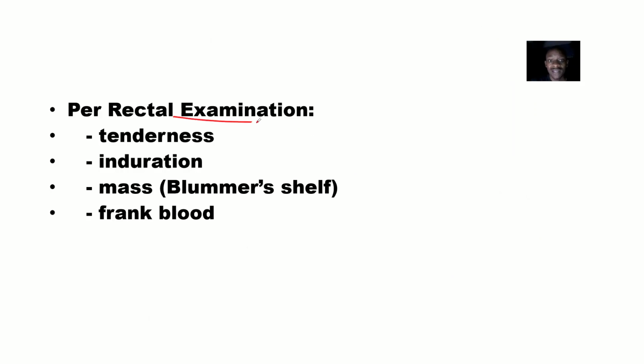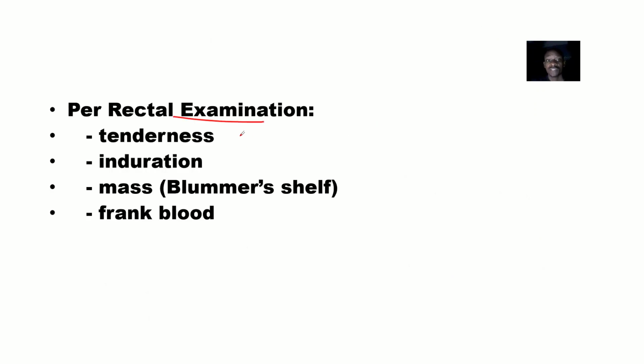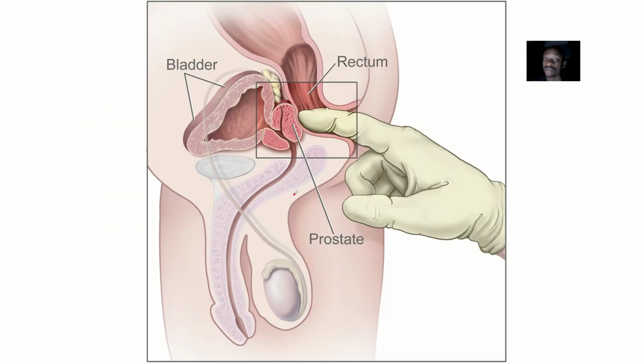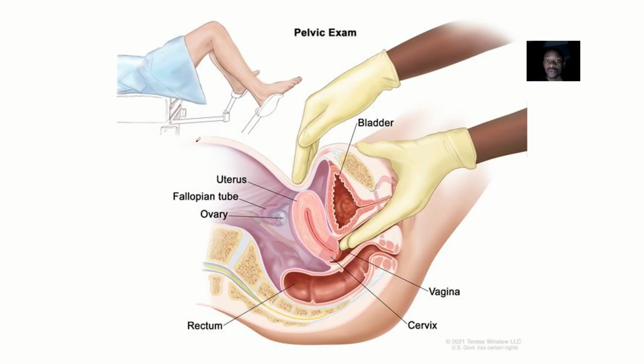Then rectal examination. These are the various positions for digital rectal examination, all right. In digital rectal examination, you're trying to look out for tenderness, for induration, for a mass, and for frank blood in stool.